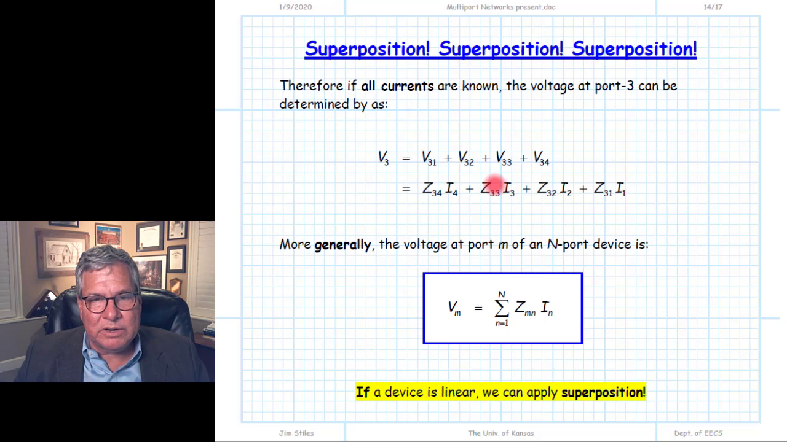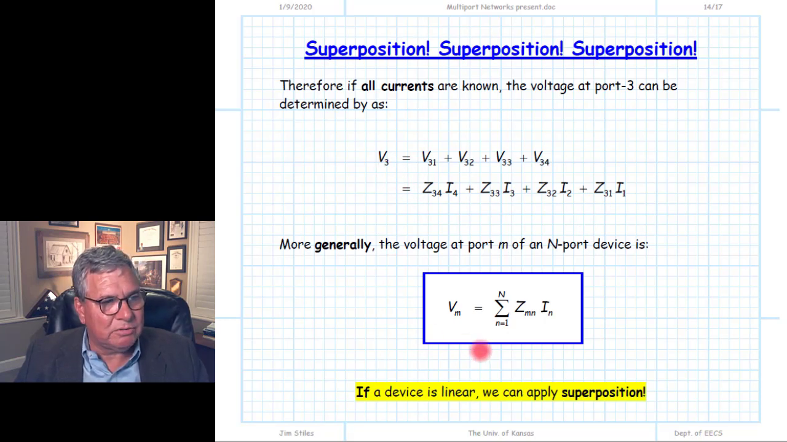And then in a real circuit where we're doing something useful, where we have four non-zero currents, we can determine the voltage at port 3 by determining each component individually. And we can do that because we have knowledge of the transimpedance parameters. Now this is for voltage at port 3.